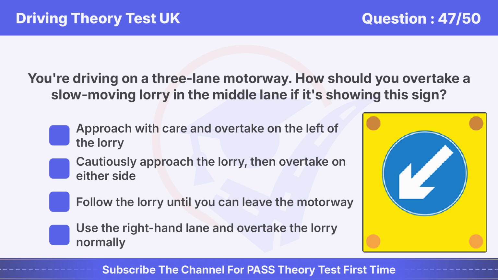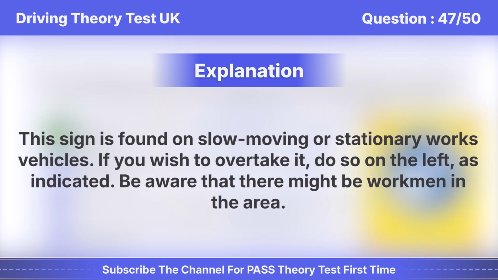Question 47. You're driving on a 3-lane motorway. How should you overtake a slow-moving lorry in the middle lane if it's showing this sign? Answer is A. Approach with care and overtake on the left of the lorry. This sign is found on slow-moving or stationary works vehicles. If you wish to overtake it, do so on the left as indicated. Be aware that there might be workmen in the area.